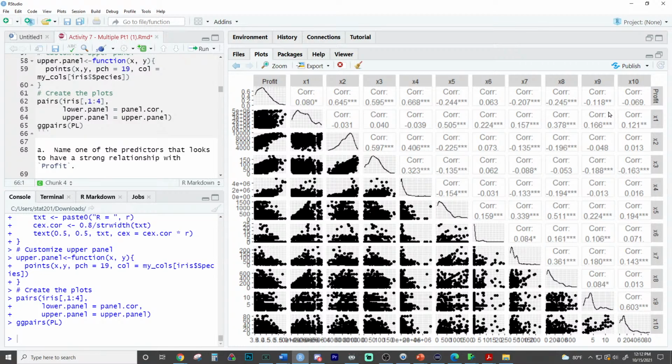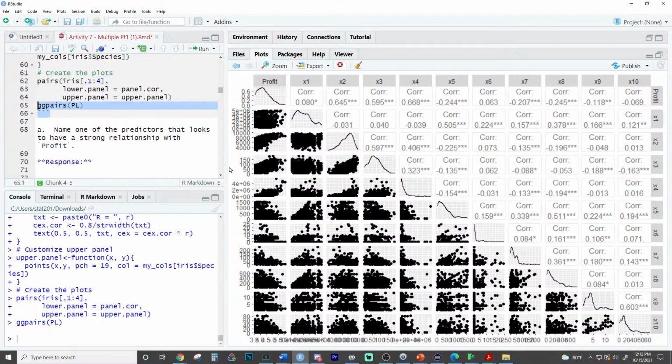It does flip the graphics. There might be an argument to change this, but you can see weaker correlations right here like X6, and X6 is right here where it's a very weak correlation. So we can actually get the correlations very quickly with the GG pairs and find out what's going on. So I love stuff like that.